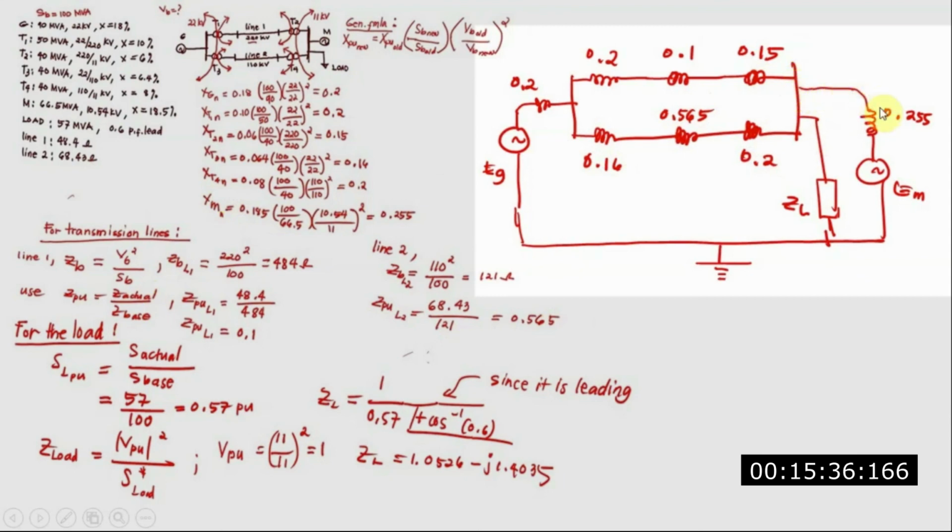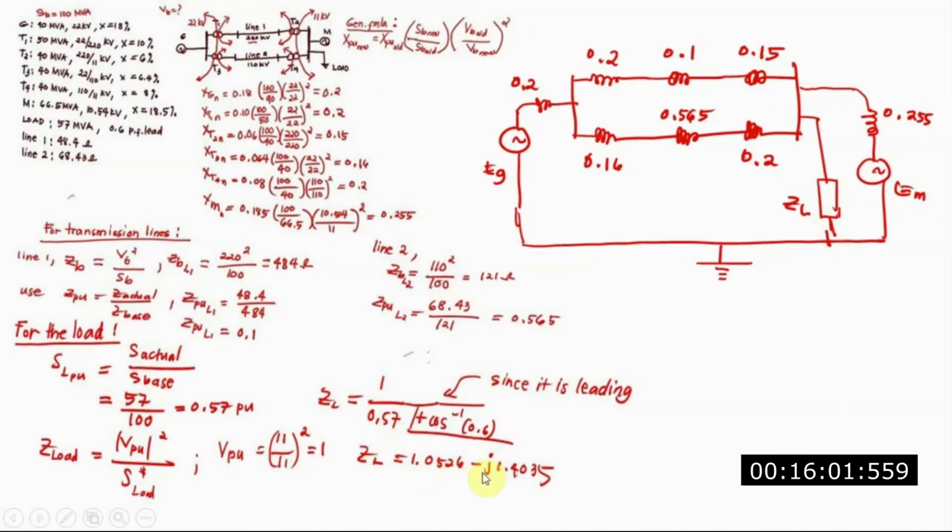Then the motor. What is the value of the motor? We have already solved for that, and we get the motor X per unit new is 0.255, so we place it here. And then the motor voltage. And for the load, we also have Z, which is 1.0526 minus j1.4035, so you place it here. So we have this new diagram.